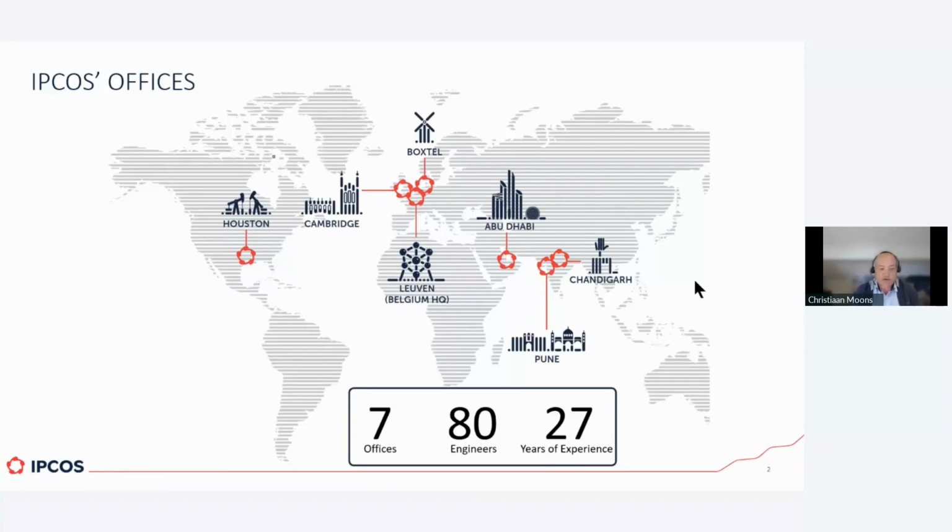So IPCOS is a service company founded in 1995 with 7 offices around the world, and we are active with about 80 engineers on all continents out of these 7 offices. And the credo of IPCOS, which you can see on our homepage, is we deliver digital solutions ready to meet the world's toughest industrial challenges, increasing plant productivity, reducing emissions, and adapting to demand. So, and that's exactly what we do.